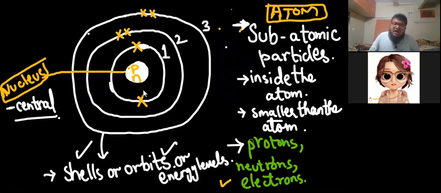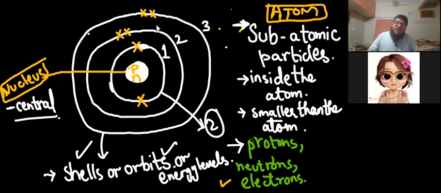It can only carry a total of 2 electrons. How many electrons can it carry? It can only carry a total of 2 electrons. You cannot have more than 2 electrons in the first shell. That's a rule. It's because of its low energy. The energy is very low, so it cannot carry more than 2 electrons.